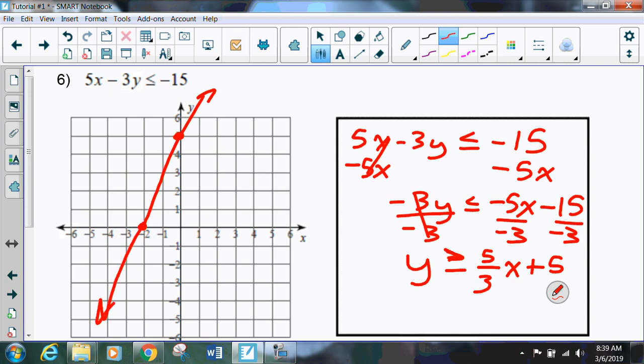Y is greater than or equal to this line. So we're going to put our pen or pencil on the y-intercept, and we're going to say our y-intercept is 5. Looking at the y-axis, where are the numbers on the y-axis that are bigger than 5? That's right, they're the numbers that are going up. So therefore, I'm shading up above my line.